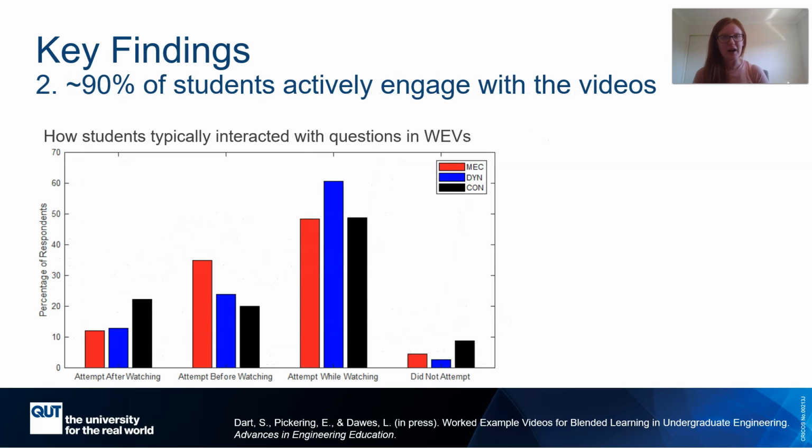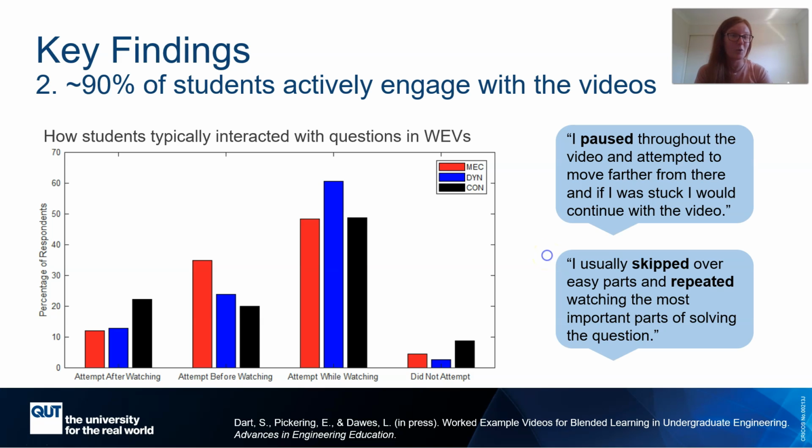So the next key finding was that about 90% of students were actively engaging with the videos. By this, I mean that they were actually solving the problems that were presented independently. That's what this graph is presenting. We can see that less often students were attempting after or before watching a video. Most of the time students were attempting while watching, and very few weren't attempting at all. So it's very much an active process, where students actually solve those problems rather than just sitting there passively watching.